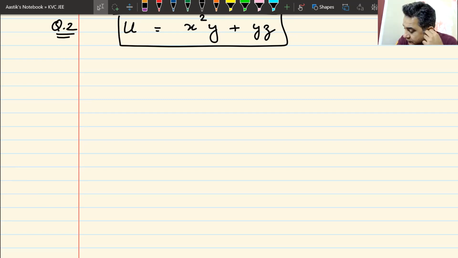Minus 2x i cap minus... minus 2, minus 2x i cap, i cap minus j cap, minus j cap. Okay. What about z? Is there any z component? Zero. Minus k cap. Minus k cap. No, I think you have made a small mistake somewhere. Anyone else would like to give any other answer?